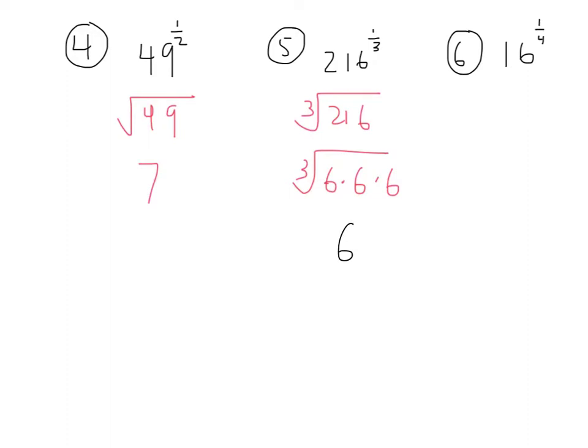16 to the 1/4, what would that mean? That means the 4th root of 16. If you do the factorization of that, 16 is 2 times 2 times 2 times 2. So the 4th root of that, or saying I want 1/4 of those factors, is just going to be 2.